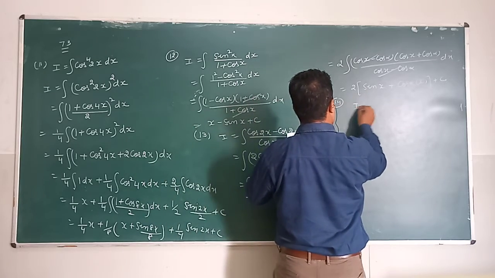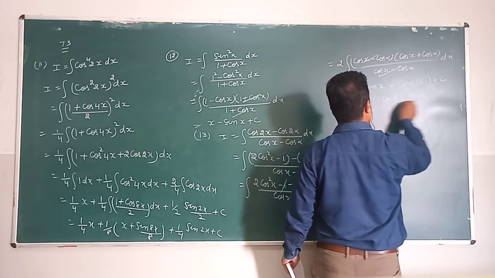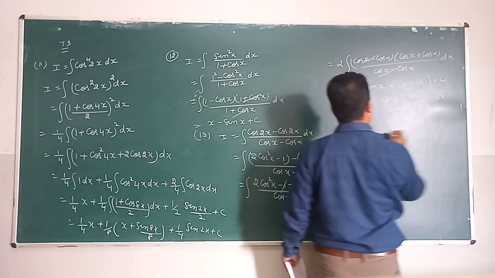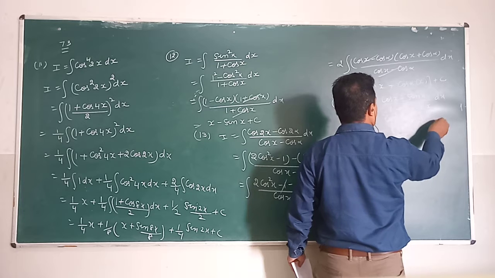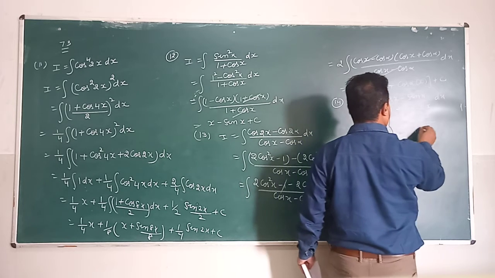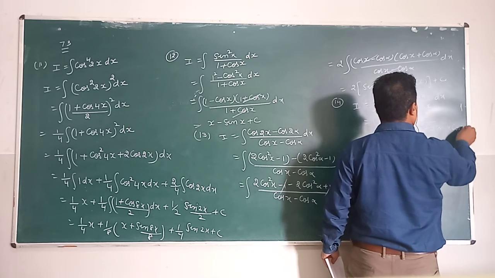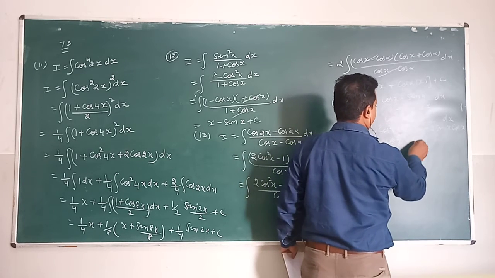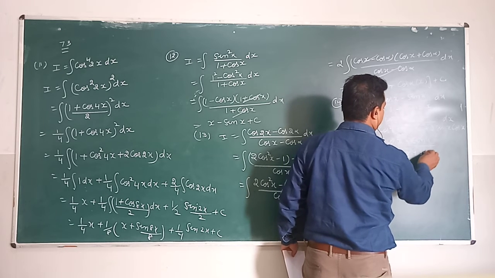In question number 14, the statement is the integral of (cos x minus sin x) upon 1 plus sin 2x. In this question, first we put the value of 1. The value of 1 is cos^2 x plus sin^2 x, plus 2 sin x cos x dx. So this is cos x minus sin x. This is the identity of (a plus b) whole squared.